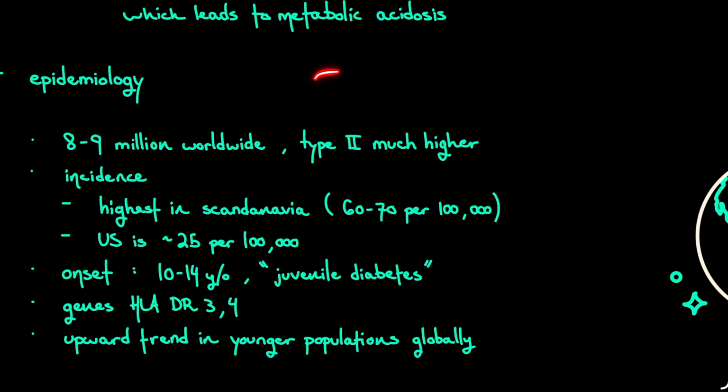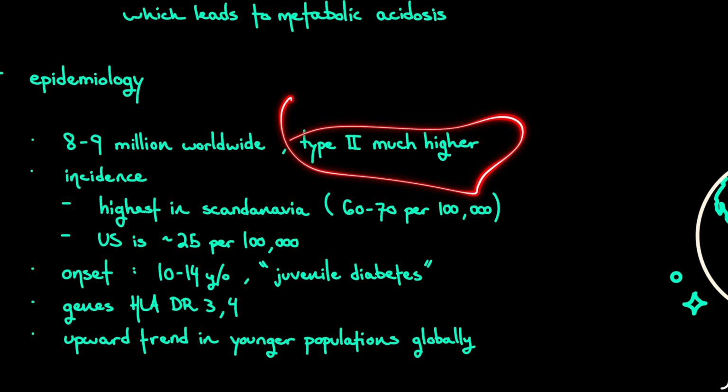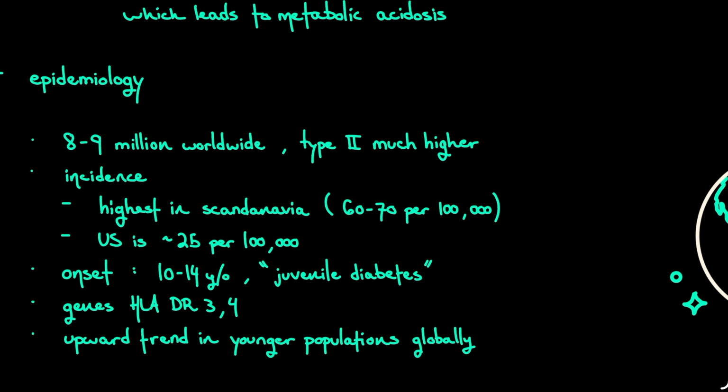Epidemiology here. Again, I'm not going to quiz you guys on this stuff, but I just find it interesting. 8 to 9 million worldwide. Type 2 is much, much, much, much higher. Okay, this is more so of the acquired adult onset diabetes that we see a higher number here. These folks are typically born with it or develop it very early in life. Juvenile diabetes, it's called, because there's no lifestyle or dietary effects here. Usually, it is just a misfiring of the immune system.